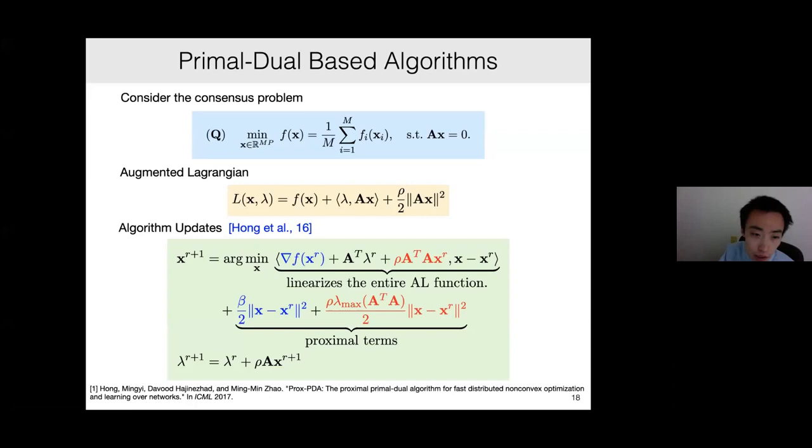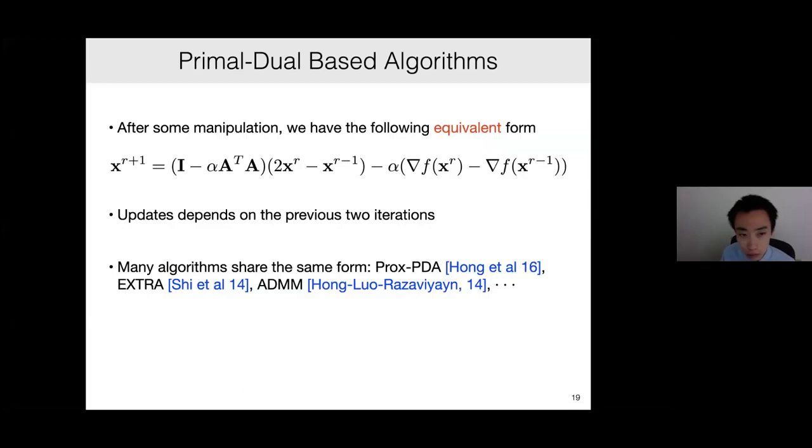If we do some simple manipulation, we can have the following equivalent form, which basically does the updates depending on the previous two iterates. Here you see the x^{r+1} iterate depends on x^r and x^{r-1} plus some gradient difference. Many algorithms share a similar form to this type of algorithm. For example, PROX, PDA, EXTRA, and many algorithms from the optimization perspective share similar forms.